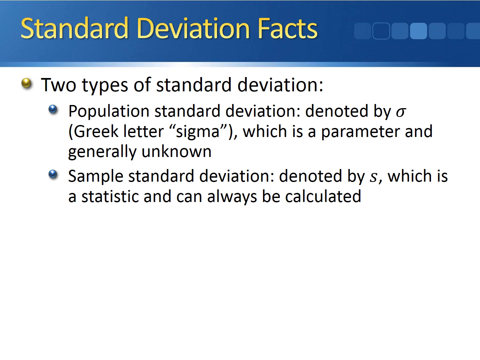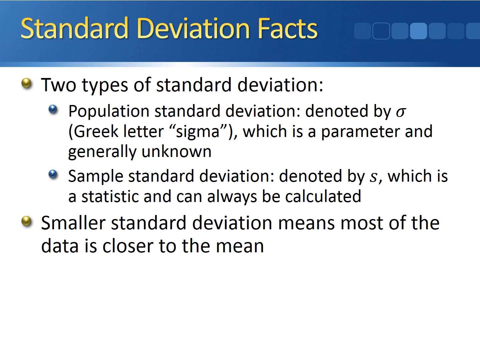The other type of standard deviation that we have is the sample standard deviation. The sample standard deviation is denoted by the lowercase letter s. Sample standard deviation is a statistic, and it's always going to be able to be calculated from the sample of data that you have. Like we mentioned earlier, a smaller standard deviation means that most of your data is going to be concentrated closer to the mean. It means that if you know the mean of your sample, you have a general idea that most of your observations are pretty close to x bar.